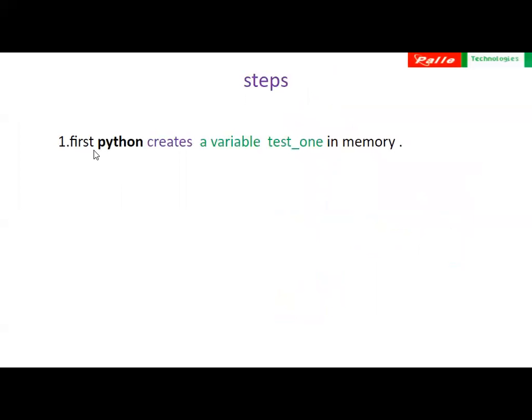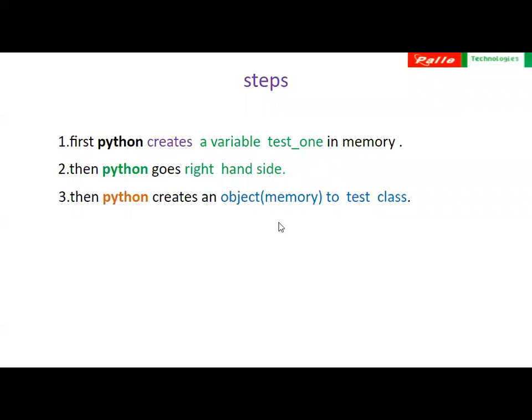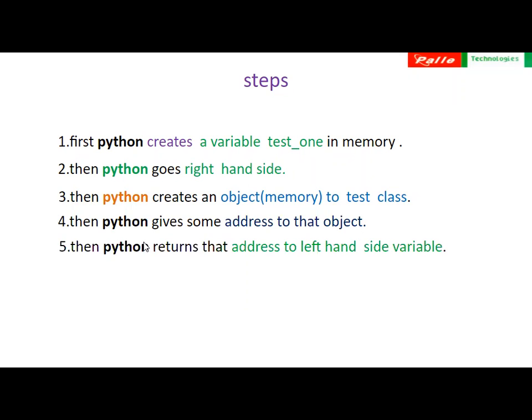First, Python creates a variable. Whatever you have learned, the same thing you have in theory here. First, Python creates a variable test1 in memory. Then Python goes to the right hand side and creates the object of that particular class, and then Python gives some address to that object, and that address will be stored inside the variable. These are the steps included when you create one object.